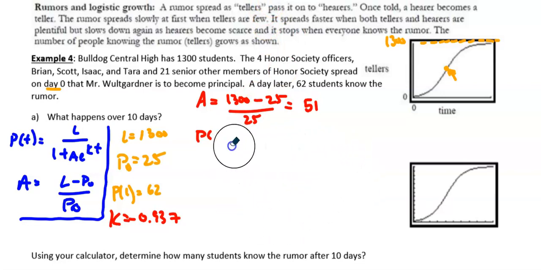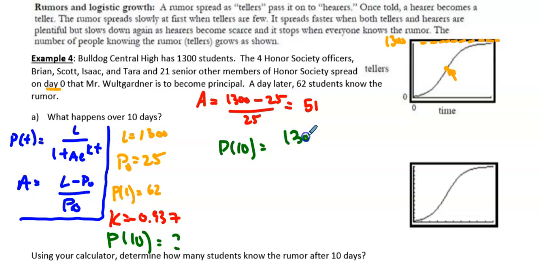And then the last thing we want to know is what our question's asking us. The question is asking us what's happening over 10 days. So what is P of 10? So let's go ahead and plug it in. P of 10 is going to be equal to 1,300, so how many students know this rumor after 10 days? We're going to do 1 plus our A value, 51, times e to the power of our K value, negative 0.937, and then our t is going to be equal to 10.